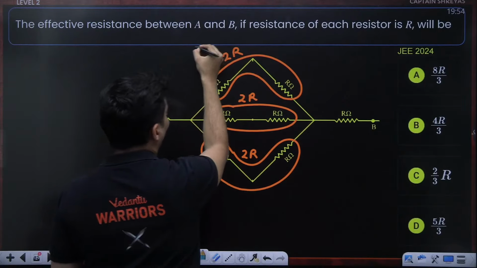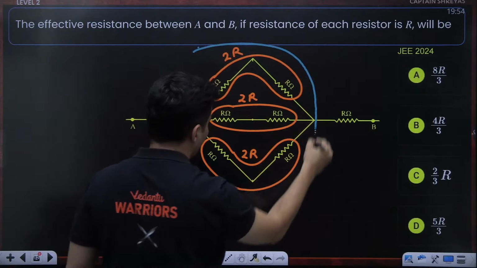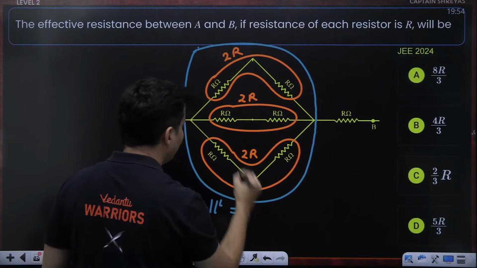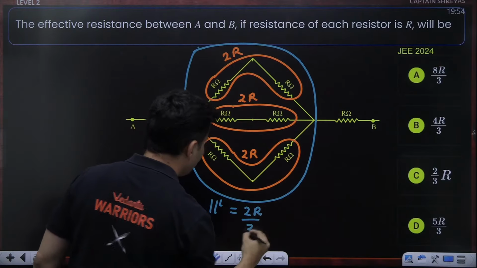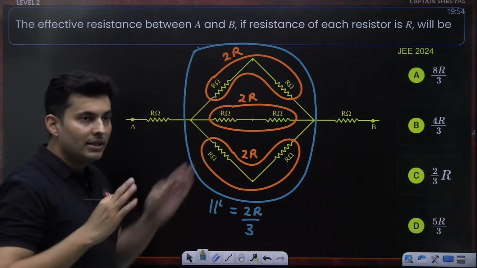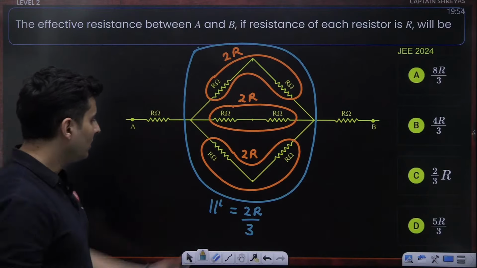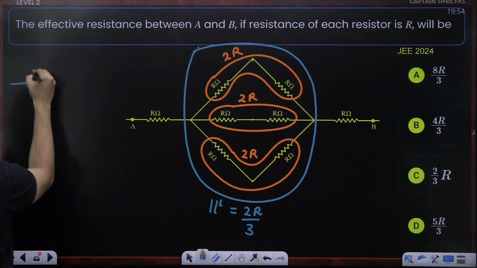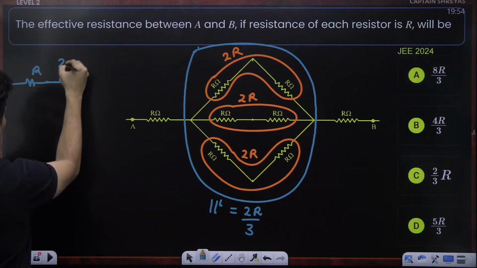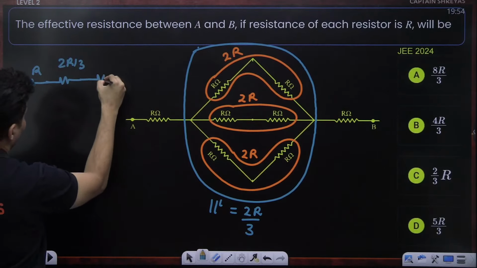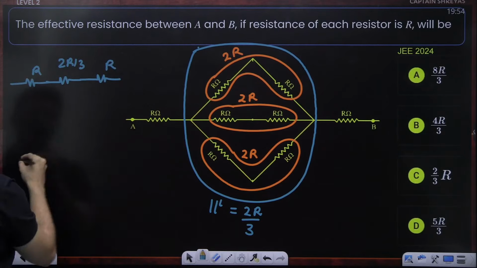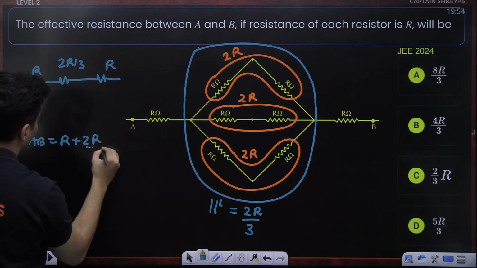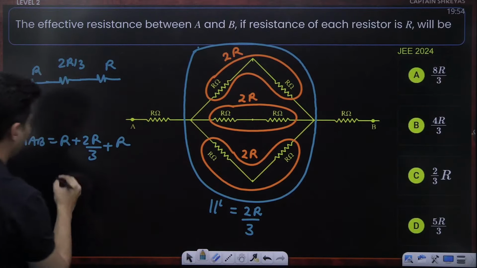So this whole combination which you see, which is in parallel, that will be 2R divided by 3. There are 3 resistors, so 2R divided by 3, resistor becomes small. This 2R by 3 is in series with R and R. Check this out. You will have R over here, you will have 2R by 3 over here, and then again you will have R. So add them up to find the equivalent resistance. So it will be R plus 2R by 3 plus your R.